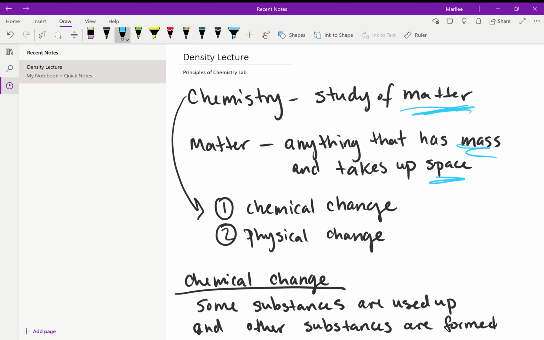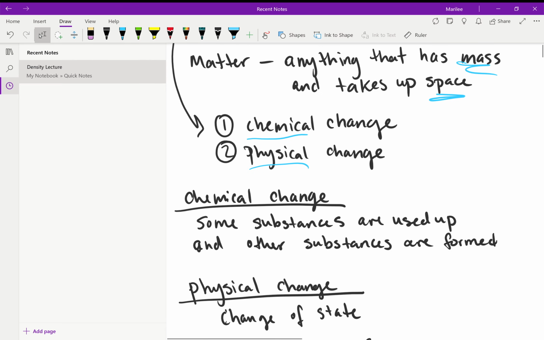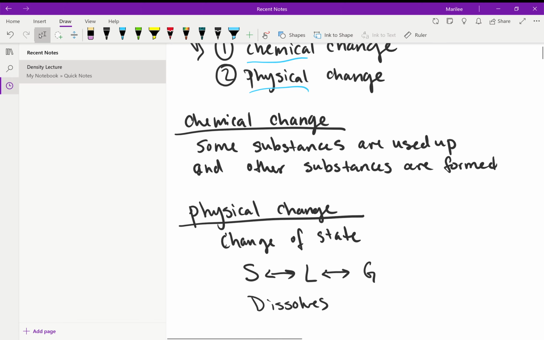In chemistry, we have two changes that take place. We have a chemical change and a physical change. So let me go over what a chemical change is. Chemical change is pretty much a chemical reaction. And we can define that as some substances being used up and other substances being formed.